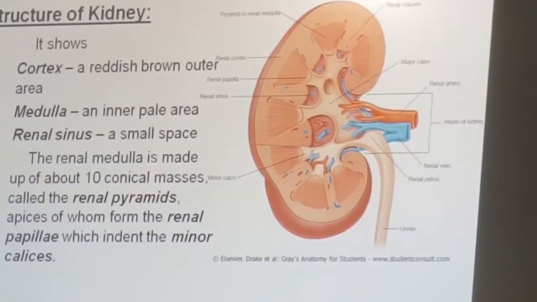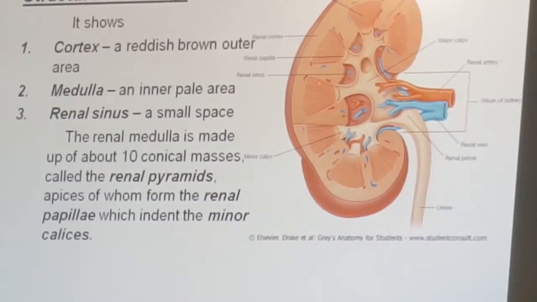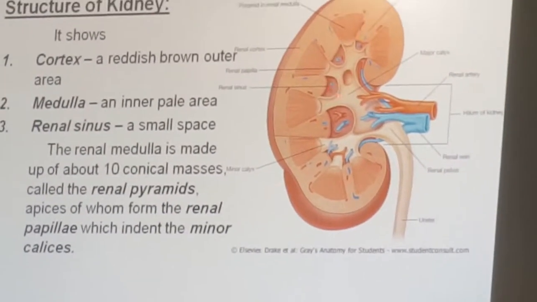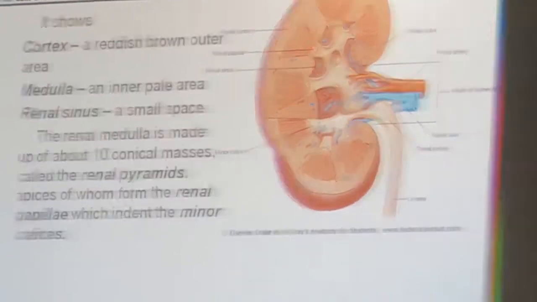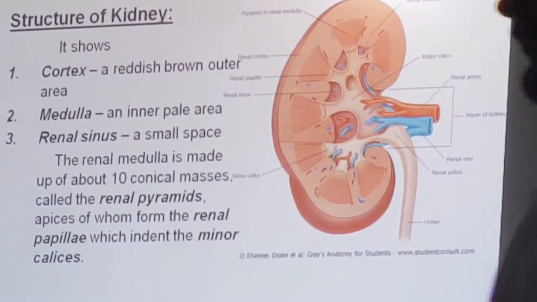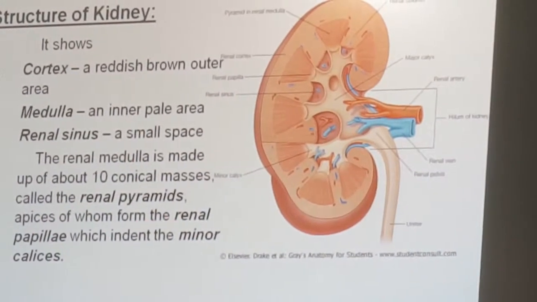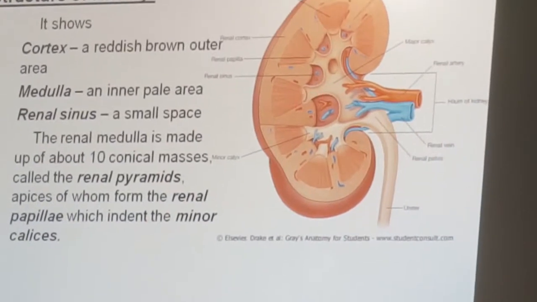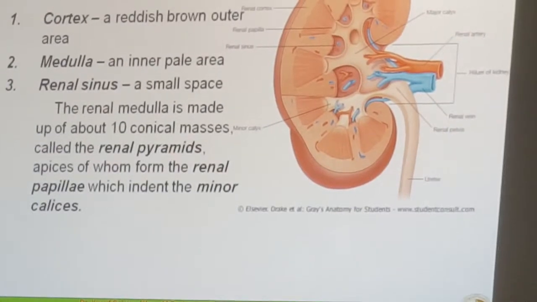The renal medulla is made up of 10 conical or pyramidal shaped structures. These are called the renal pyramids. This is the pyramid, and the apical part of this pyramid is called the renal papillae. It is because it is in the shape of a pyramid that it is called a renal pyramid, and the apical part is called the renal papillae. And these will be opening into spaces here called the minor calyces, or singular, calyx.